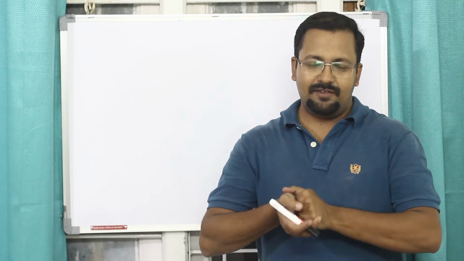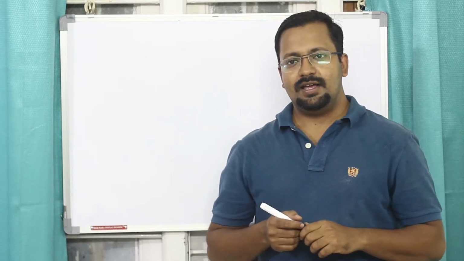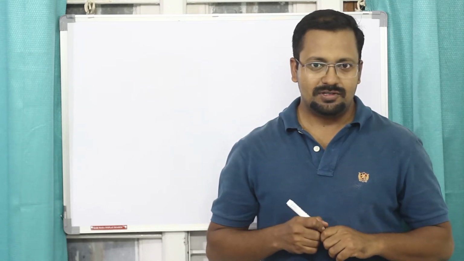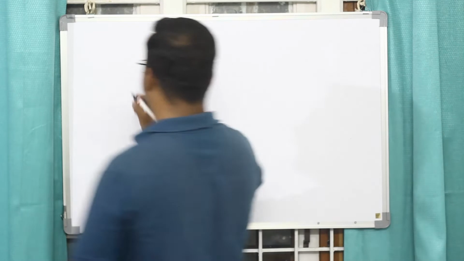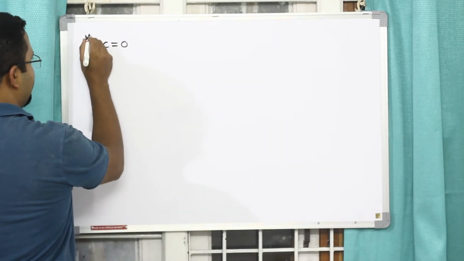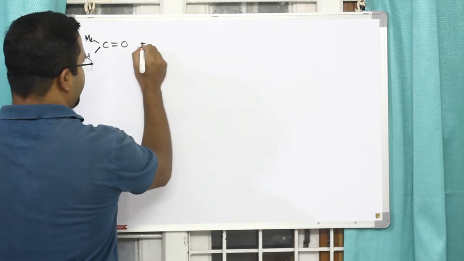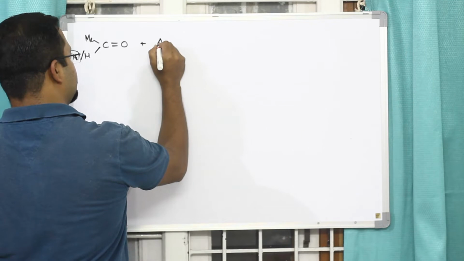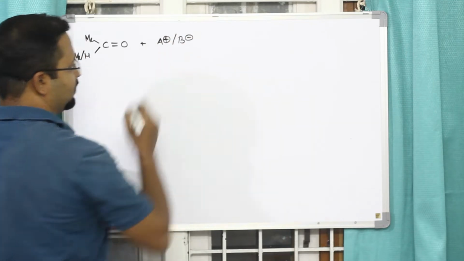I'll be discussing a very relevant concept for the ITJ curriculum, that is how carbonyl compounds react with ionic species. Let's say this is a typical carbonyl compound. When it is trying to react with an ionic species, the ionic species can be taken in the form of a cation or could be taken in the form of an anion.